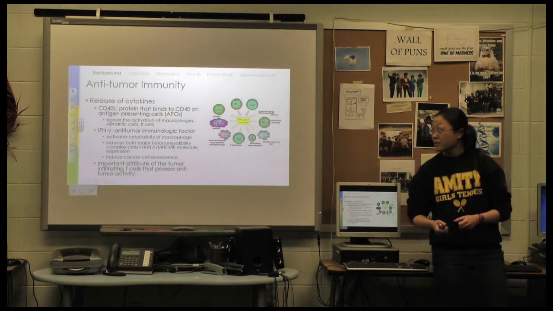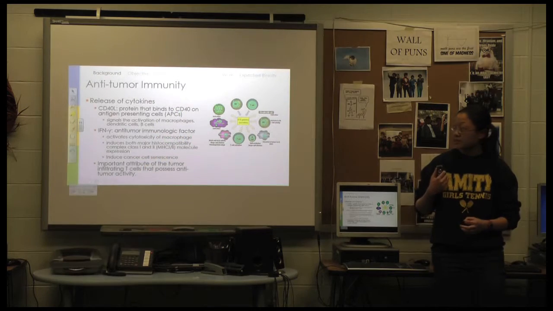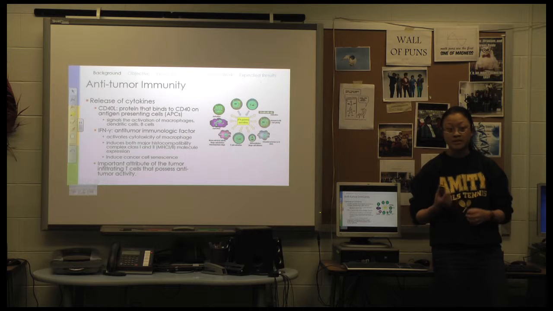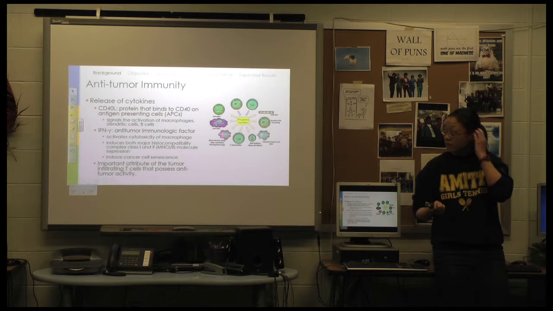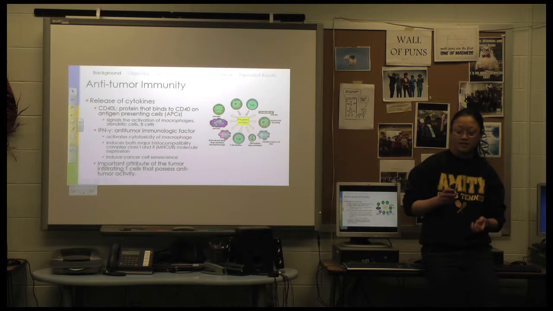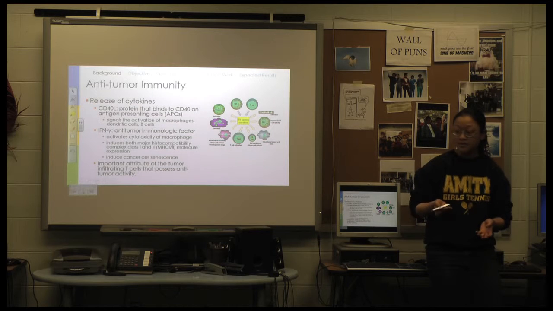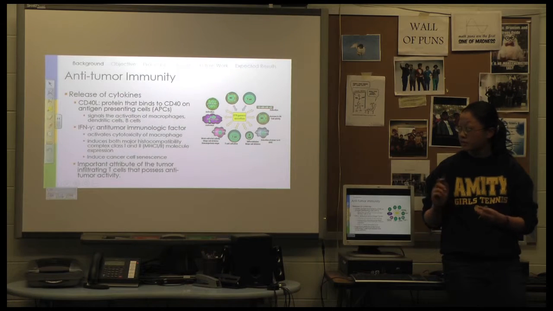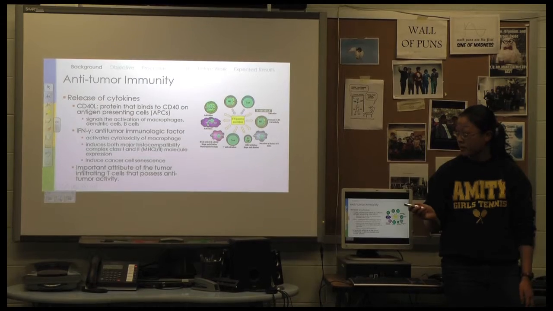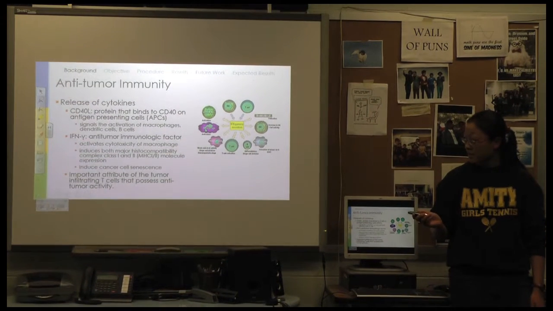So what is cancer immunity or anti-tumor immunity? That's basically just the immune system's response to the presence of tumors in the body. One thing it does is release things called cytokines, which are basically any substance that the immune cells release. And the two really important ones that I'm looking at are CD40 ligand and interferon gamma.